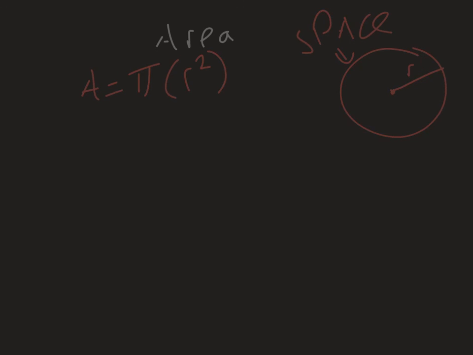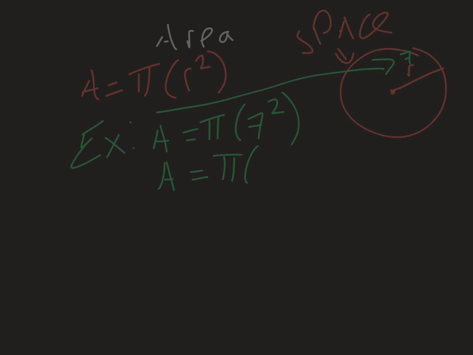So, as an example, let's say this radius was 7. That would mean the area is going to equal pi times 7 squared, which, if I simplify a little bit, exponents come first in order of operations. So this would be pi times 49. Now, as an exact expression, we could say this is 49 pi.